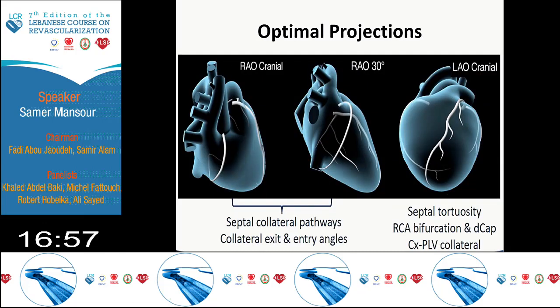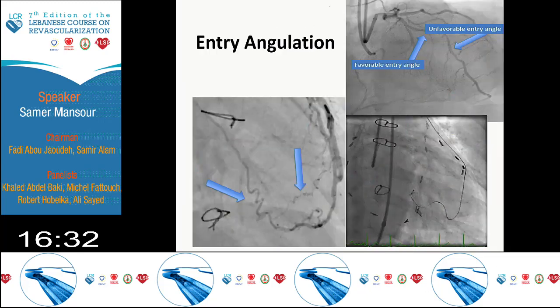The optimal projections for septal collaterals are RAO cranial and RAO straight. Septal collateral pathways are determined there. Collateral exit and entry angles, you can see them there. If you want to look for the septal tortuosity, and you look at the distal RCA bifurcation and some epicardial collaterals going from the left circumflex and the AV groove to the posterolaterals, then the LAO cranial is a good angulation that you need to have.